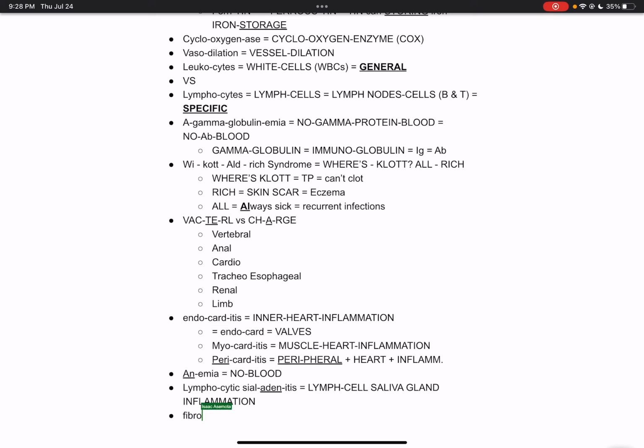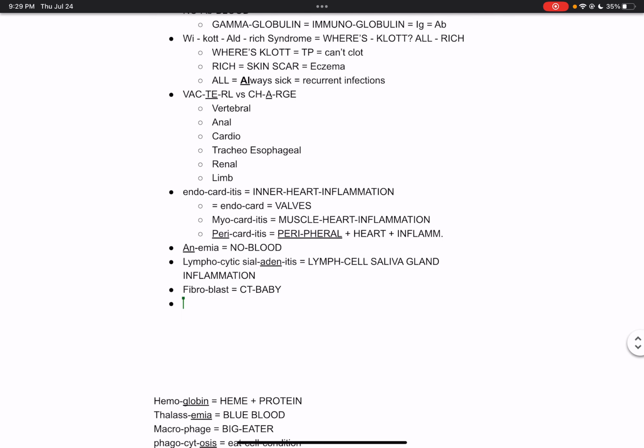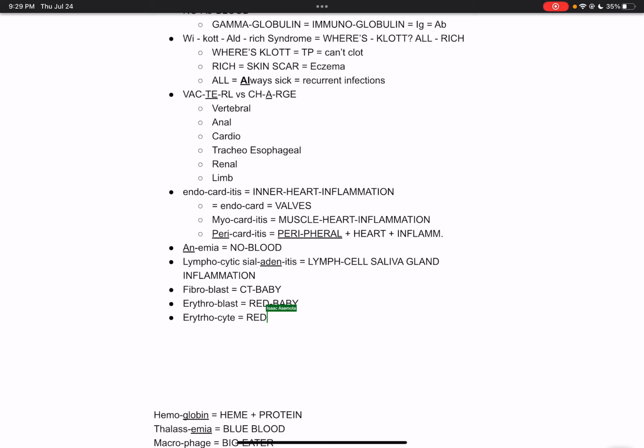Fibroblast. Fibroblast equals connective tissue, baby. So a blast means a baby cell. So if you have some cell and then you have a blast, the blast is like the baby version of that cell. So like erythroblast means red baby. It's an immature cell. So it's not an erythrocyte. It's not a red cell. It's a red baby that will grow into a red cell, right?